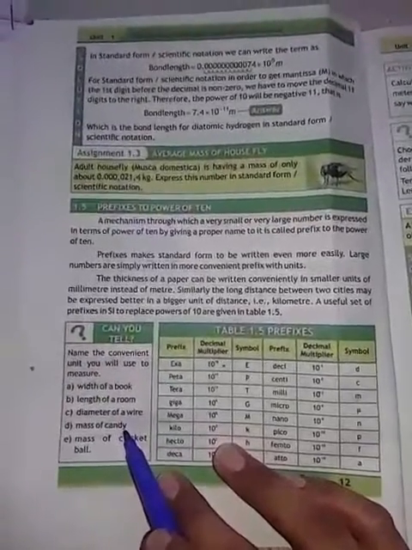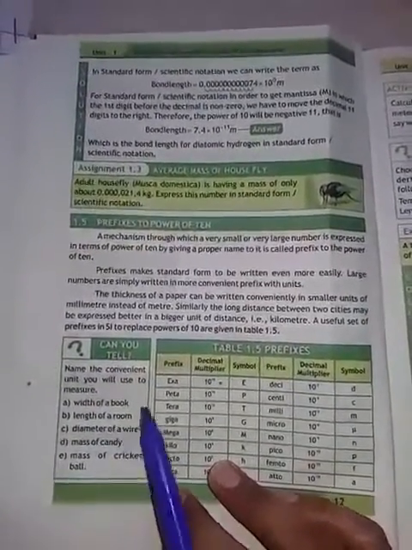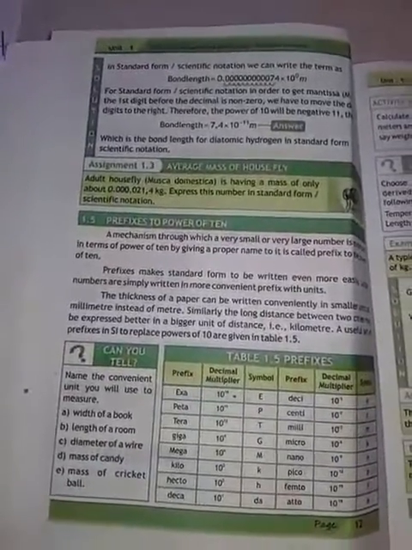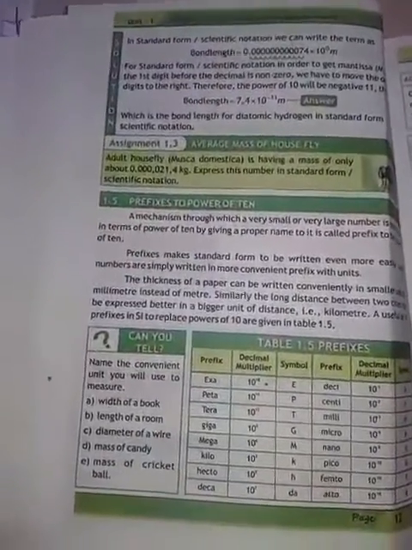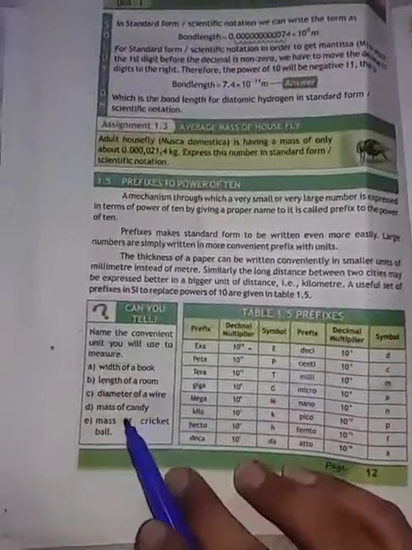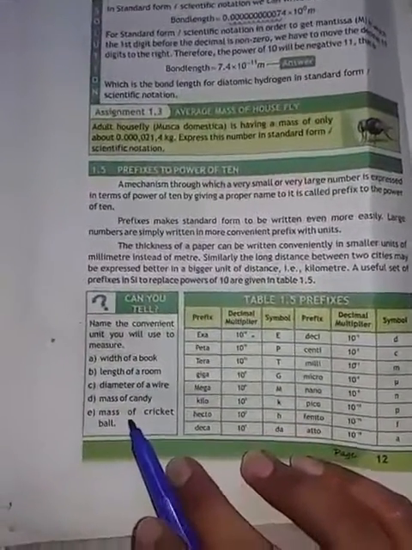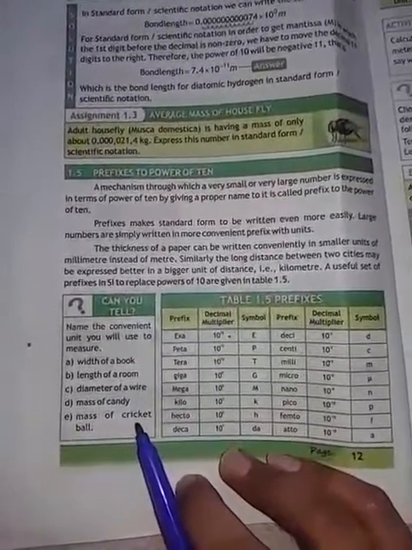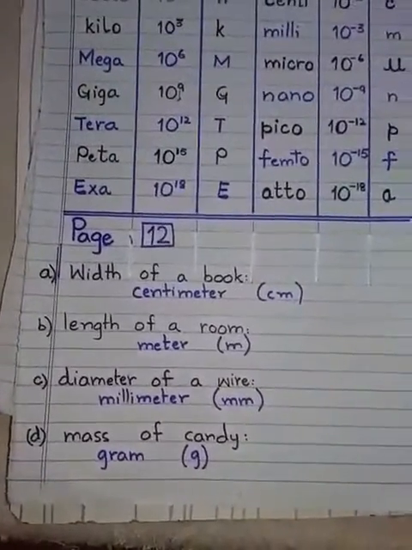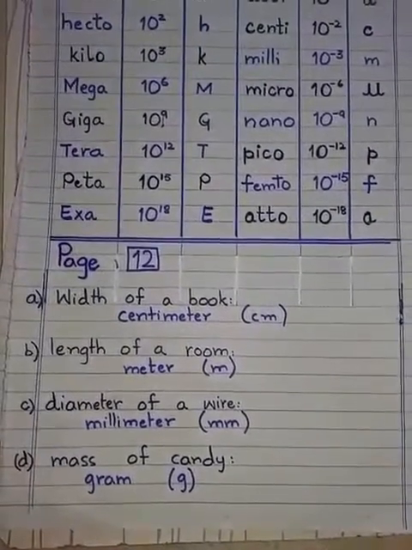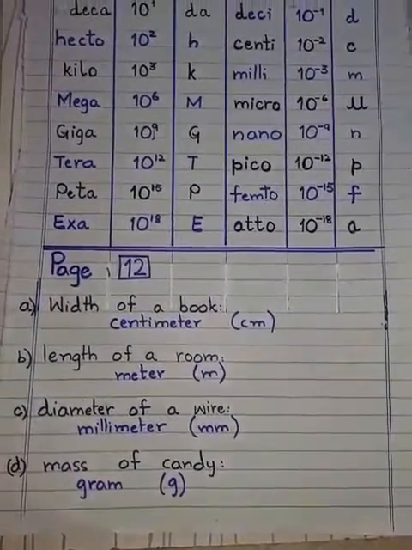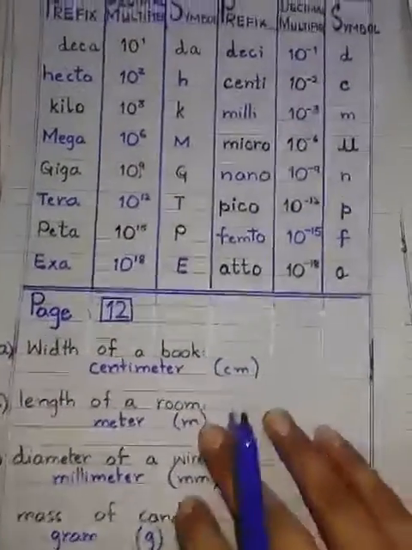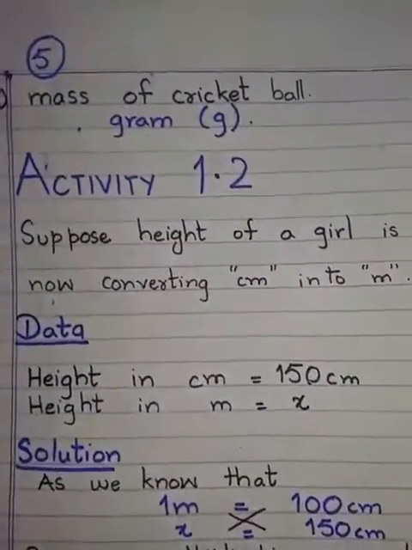Mass of candy is minimum, so mass of candy is mostly less, so a smaller unit will be used, and the smaller unit of mass is gram. And the mass of a cricket ball, the suitable unit which we use is also gram, as you can see here. Width of a book: centimeter. Length of a room: meter. Diameter of a wire: millimeter. Mass of a candy is gram, and mass of cricket ball is gram.